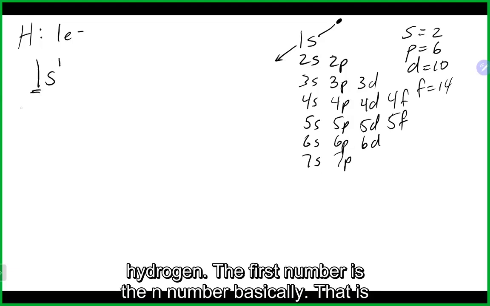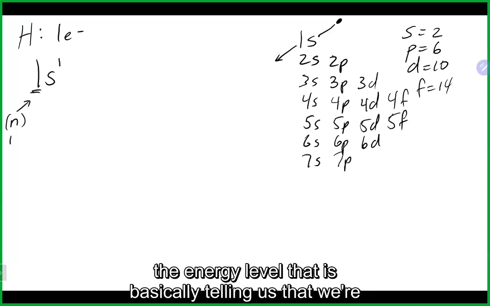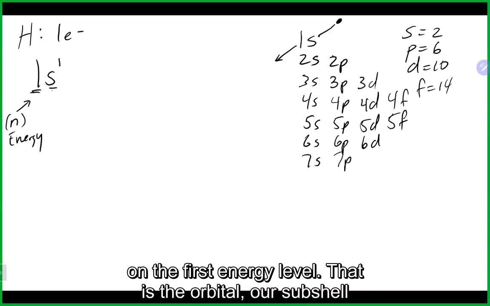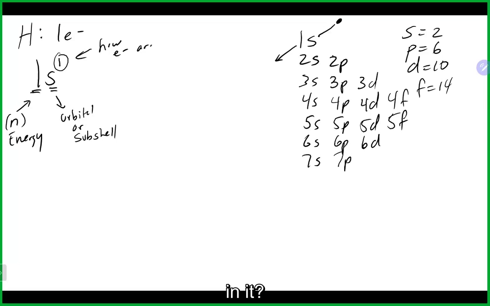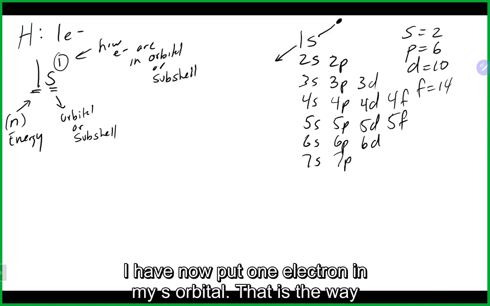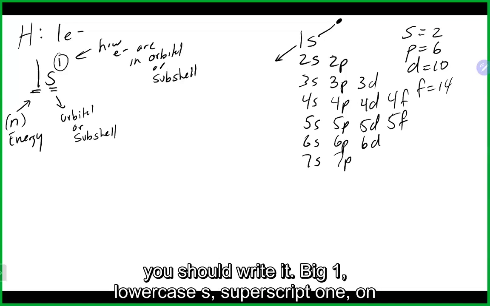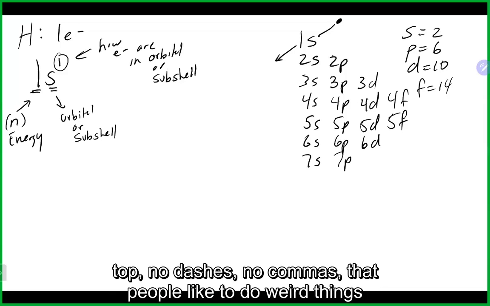The first number is the n number, basically. That is the energy level. That is telling us that we're on the first energy level. That is the orbital, our subshell that the electron is in, and that is how many electrons are in it. I have now put 1 electron in my s orbital. That is the way you should write it: big 1, lowercase s, superscript 1 on top. No dashes, no commas that people like to do, weird things like that.